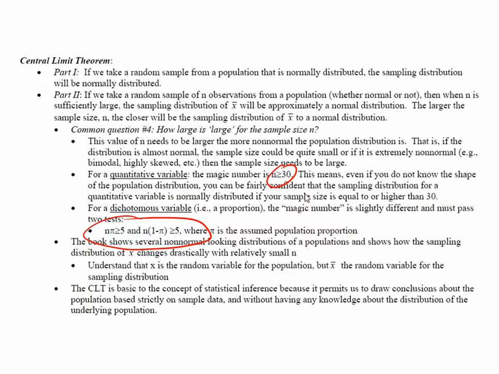So that's the central limit theorem. The central limit theorem is basic to the concept of statistical inference because it permits us to draw conclusions about the population based strictly on sample data without having any knowledge about the distribution of the underlying population.